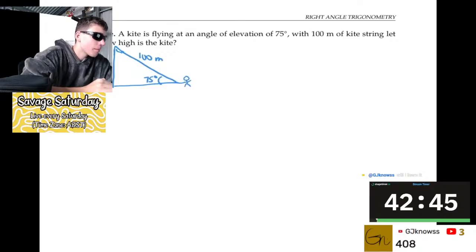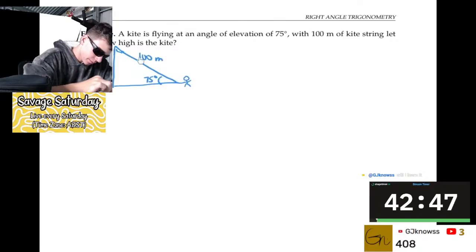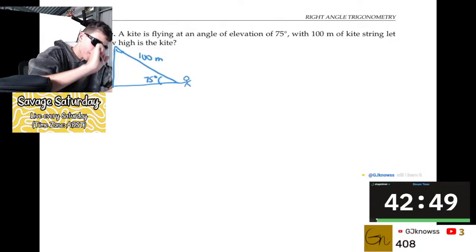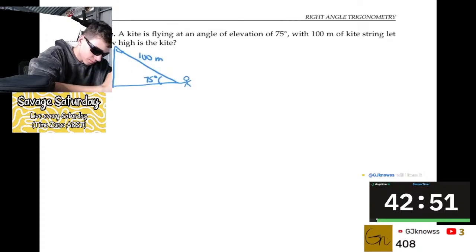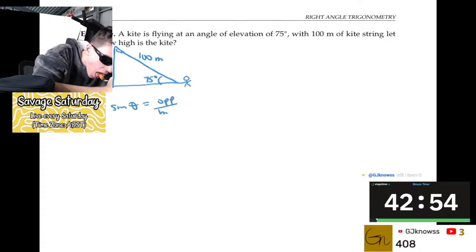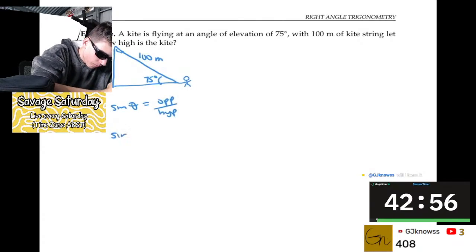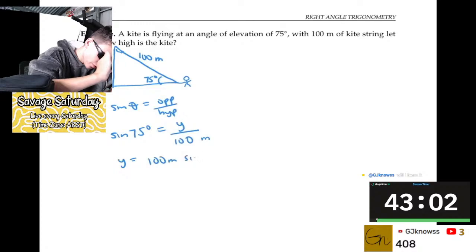Well, we want to relate the known quantities, this angle and this hypotenuse, to the unknown quantity. The unknown quantity is the opposite side of our triangle. So if we use sine of theta equals opposite over hypotenuse, then we can relate these known amounts, sine of 75 degrees, to our unknown amount, y, which is the opposite, and our known amount of 100 meters. Solving for y, this gives that y is 100 meters times sine of 75 degrees.